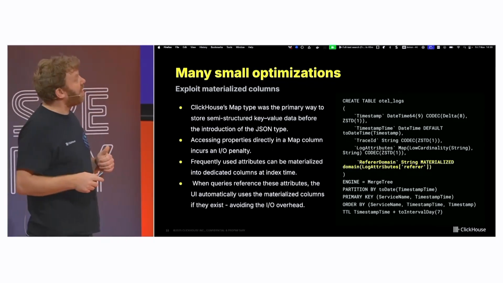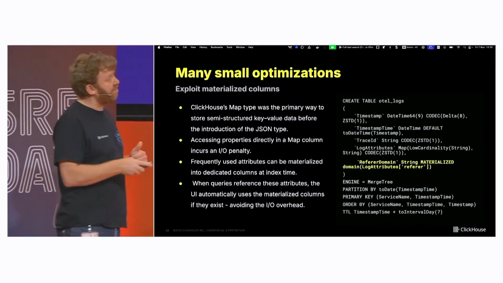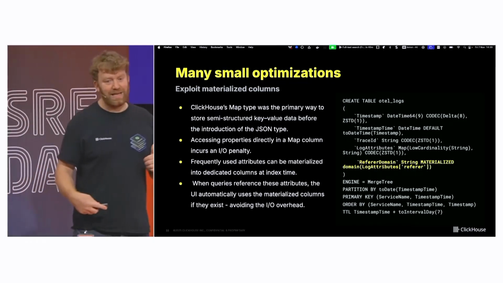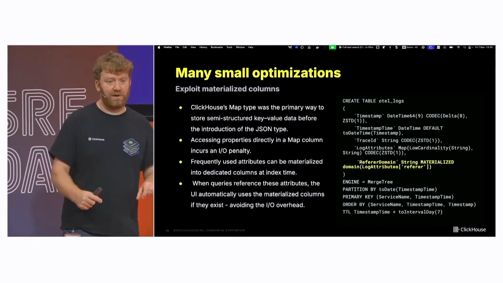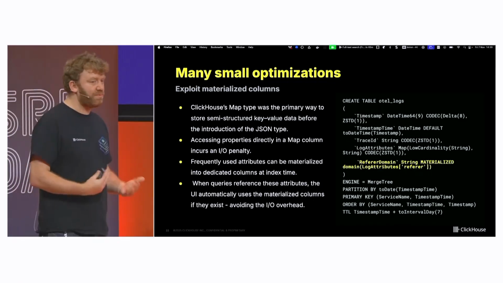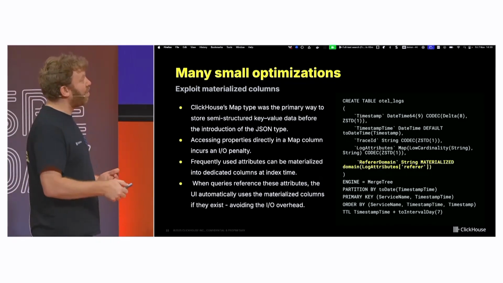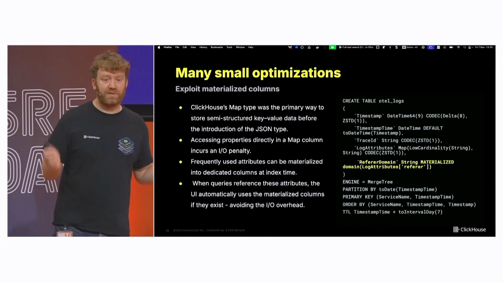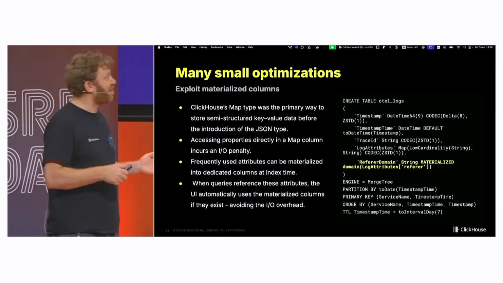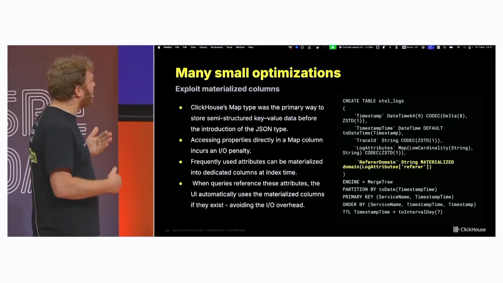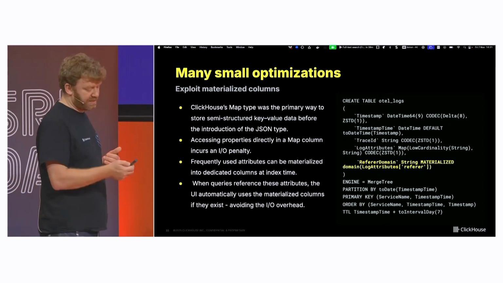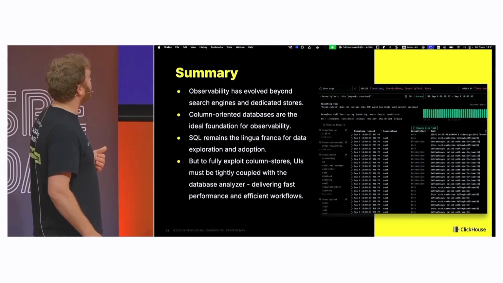What we do in the UI is, if someone queries the log attributes for the referrer, we detect that and go to the column that's been pulled out, because we understand that the materialized column is there. Again, these are small optimizations, but that log attributes column can be pretty huge. People can chuck lots of rubbish in there, lots of columns they don't need. If we pull them out into the base table, then those queries will run a lot faster when someone queries the referrer.